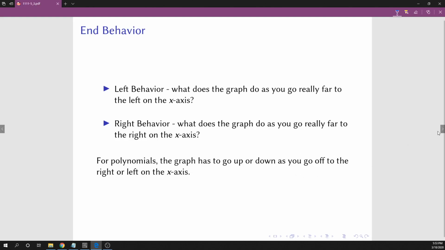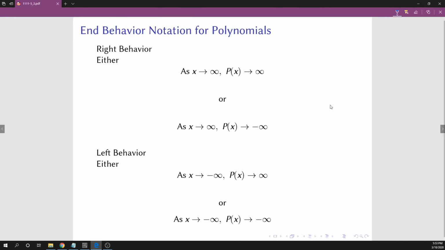What we want to be able to do is determine the right behavior or left behavior not by looking at the graph, but just by looking at the formula. It's pretty easy to determine the end behavior if you're looking at the graph, but determining it by looking only at the function itself is not super difficult either, though we'll have to explain how that works.